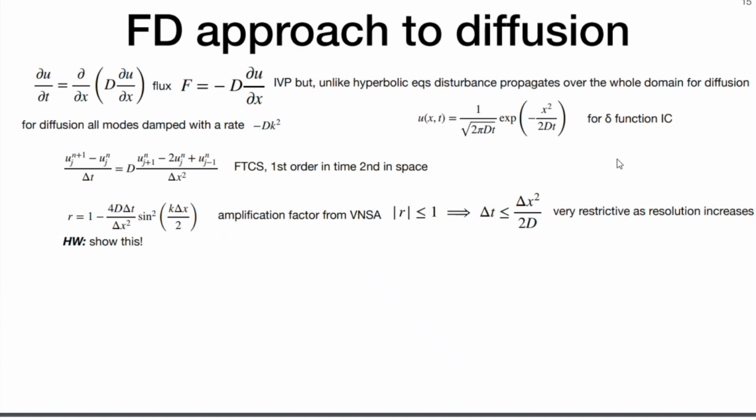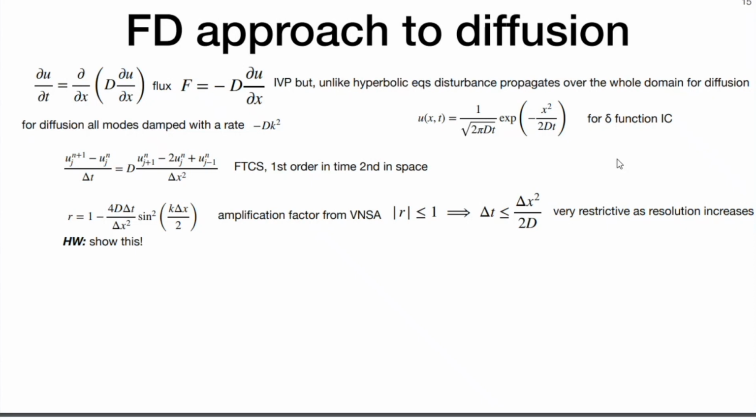Okay, so now if you have the diffusion equation, how do you deal with it? This is the diffusion equation. You can actually think of flux also for a diffusion equation. So F is just minus D dou W dou x in the case of the diffusion equation. You can actually see dou W dou t plus dou by dou x of F is 0 if you choose F to be that. That's your diffusion equation. This is also an initial value problem. But unlike hyperbolic equations, here disturbances propagate over the whole domain, as I mentioned previously.